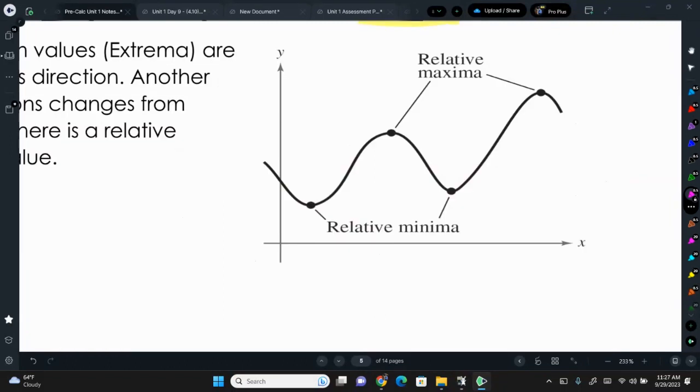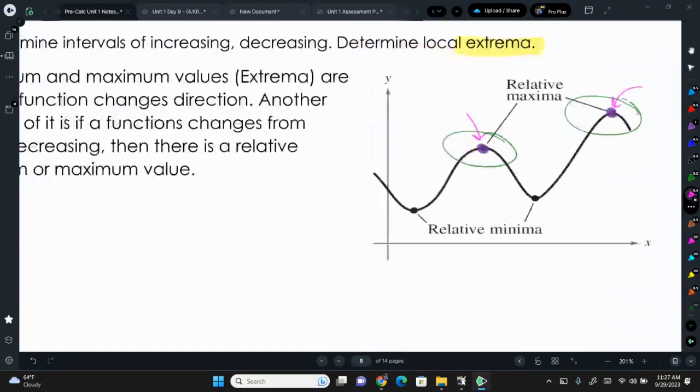So if we look at this graph here, I think we can all agree that this maximum is higher than that point here, but they're both called relative maxima or maximums because around that area, it is the maximum value. And around this area, that is the maximum value. Like I said, we can all agree that that point right here would be the highest on the entire graph, but this here is also a maximum because around that area, it is a maximum value. We call that a local maximum.